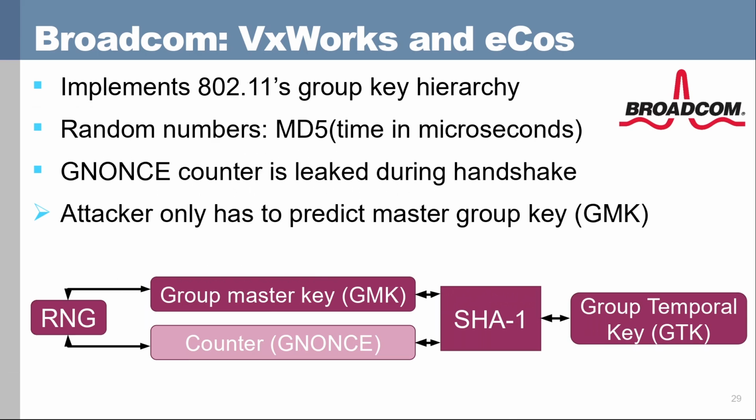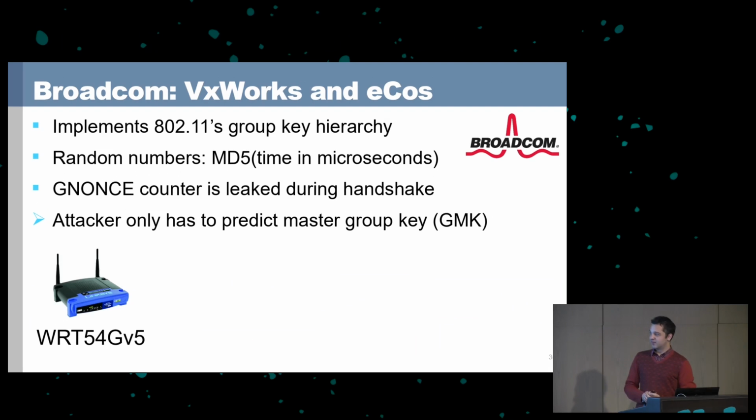So one popular router which is vulnerable to this is the WRT54. At least if you have one that uses version 5 or higher, then it uses a VxWorks kernel. So if you have a router which is version 4 or lower, it runs on Linux. And of course, if you run DD-WRT on this, you're also fine. But if you have version 5 of this device or higher, then you might be vulnerable.